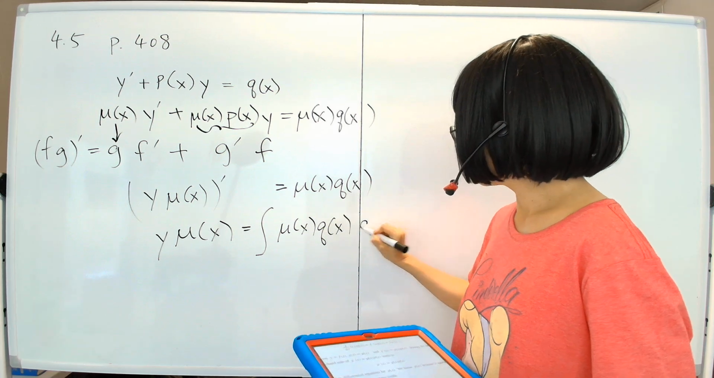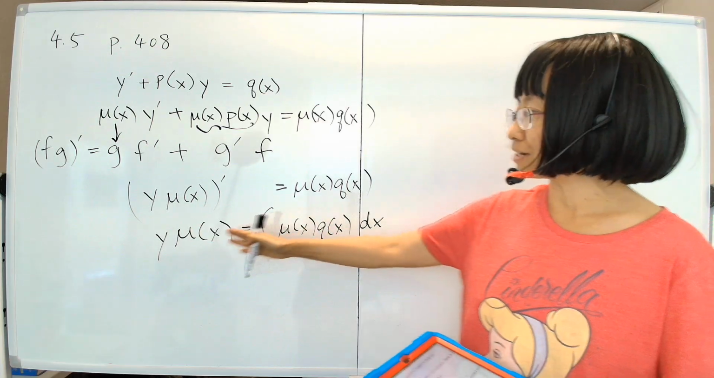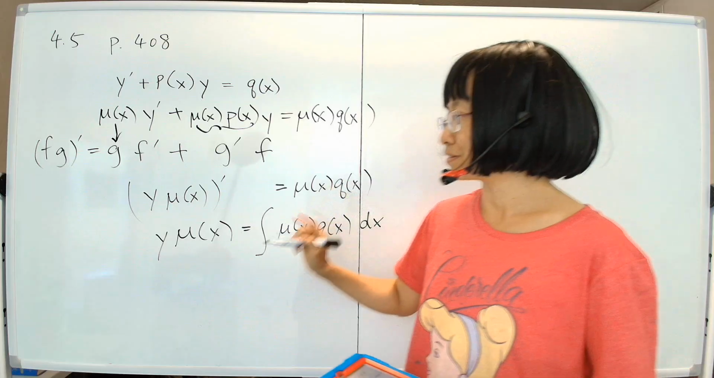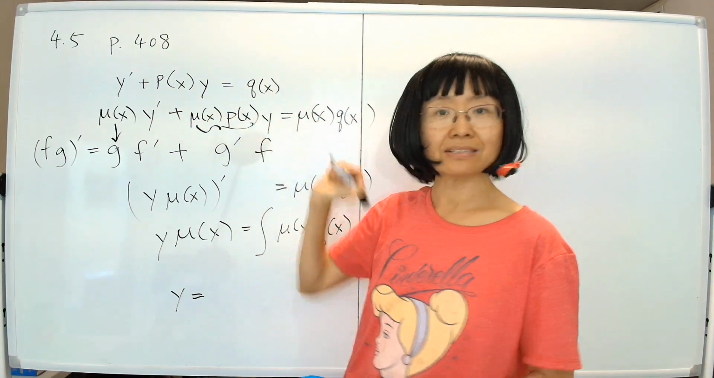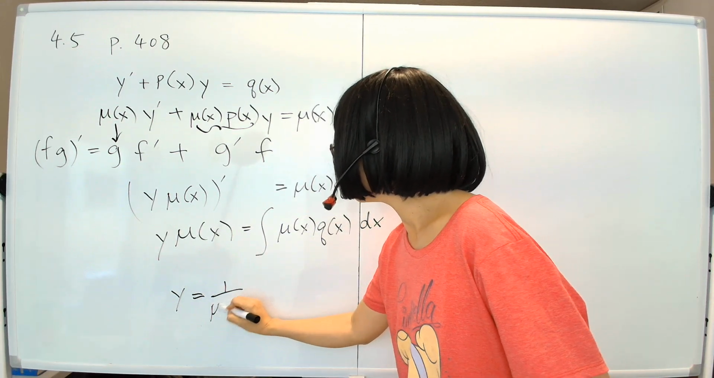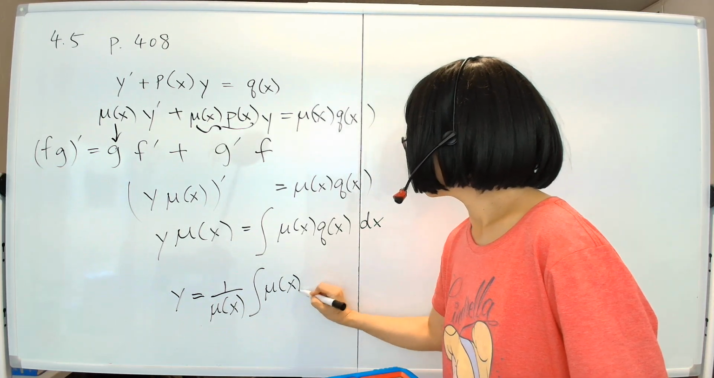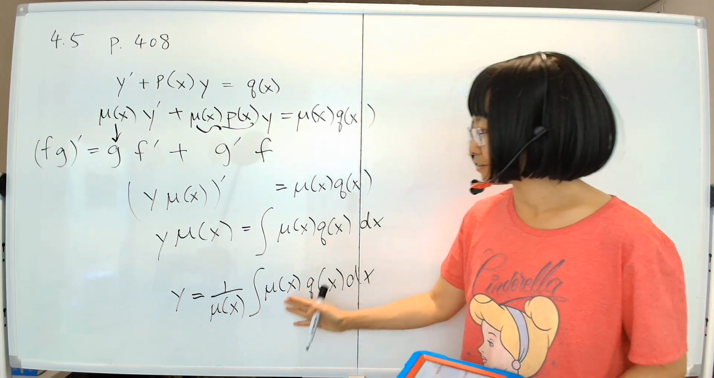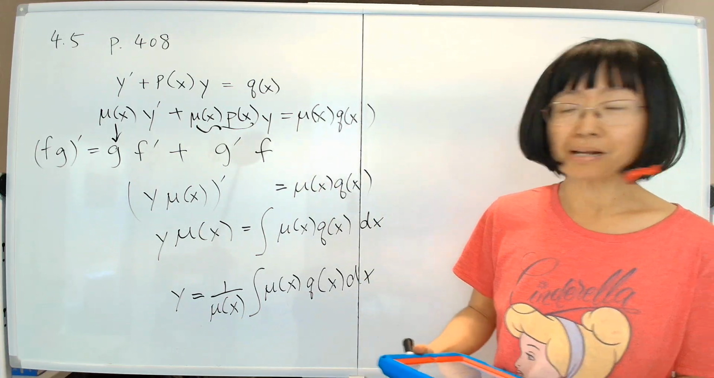And at that point, we can solve for y. See, y is this whole thing divided by mu of x, if we can find it. Okay, the trick is to find mu of x, but if we can find it, then we have solved for y. That is, we solved for y in this linear differential equation. So y equal 1 over mu of x integral of mu of x q of x. So as you can see, the mu of x is a neat trick that help us solve for y, and a neat trick that we use the product rule for.